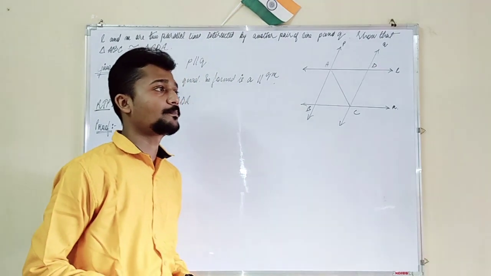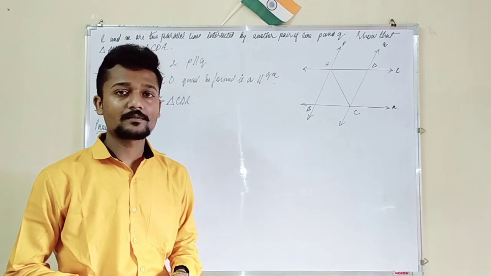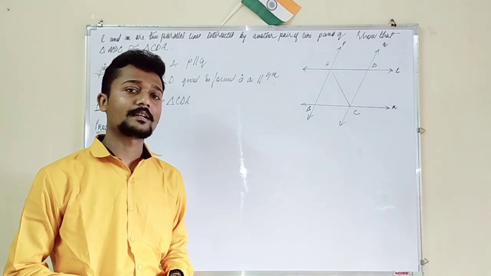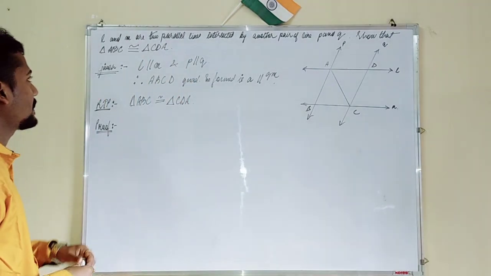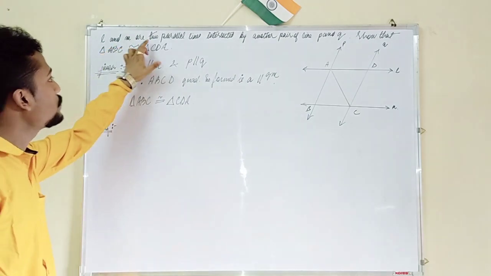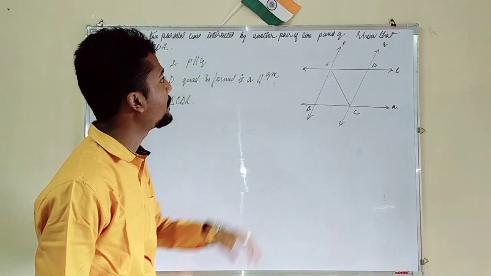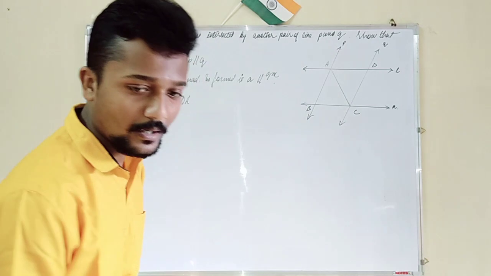So in today's class we are going to discuss the next questions that are available in our NCERT book. So what is the question? Let us check. L and M are two parallel lines intersected by another pair of lines P and Q.